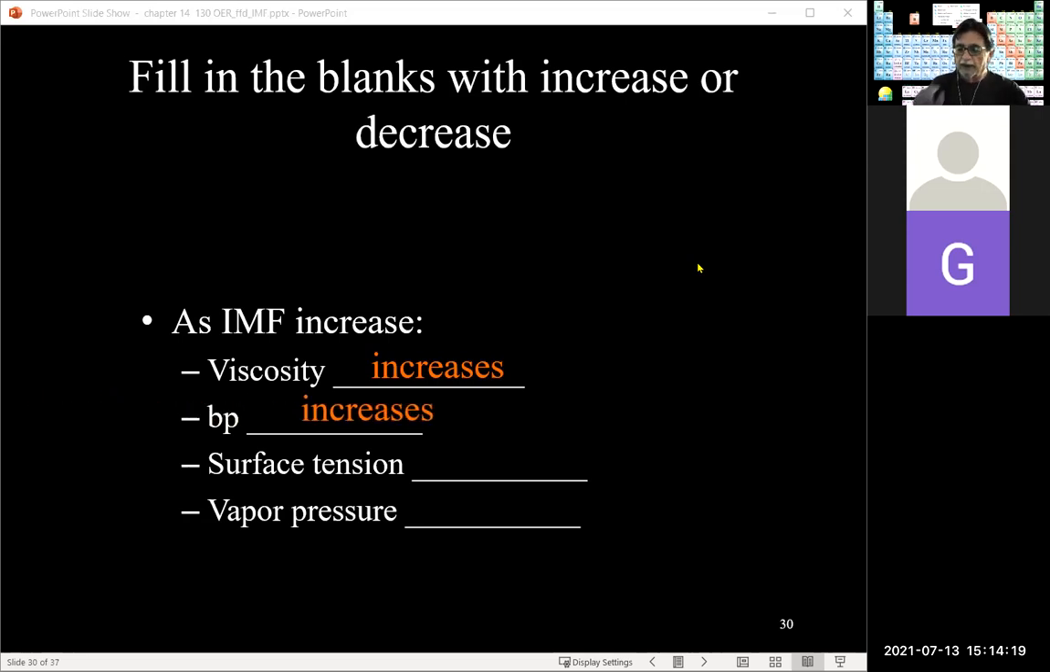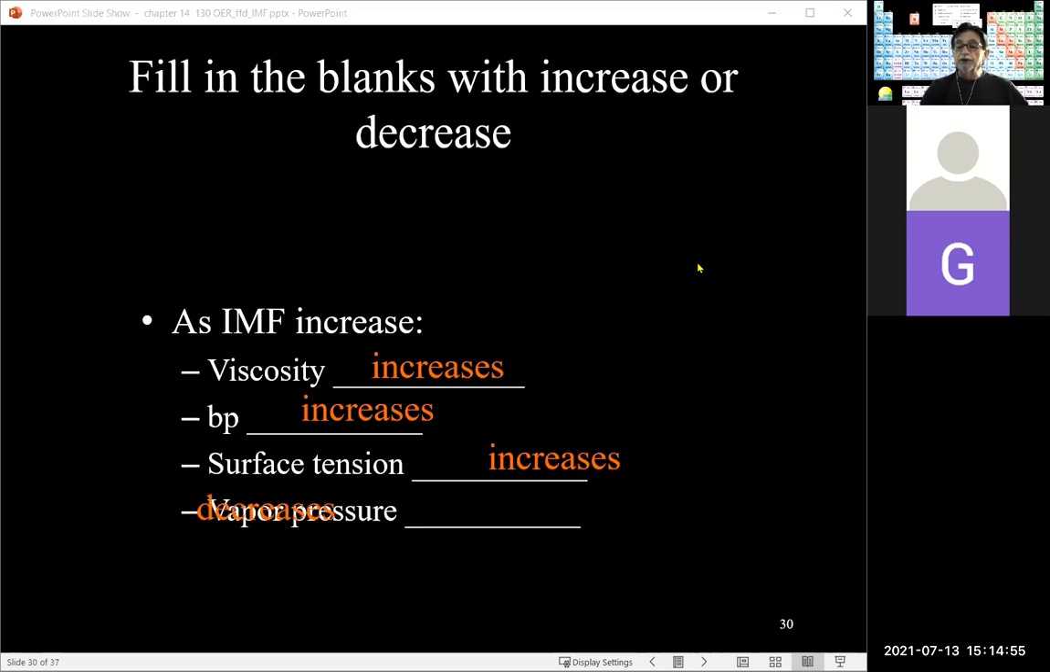Remember that as the IMF interaction increases, the stronger IMF interaction, and we're talking about the three, the hydrogen bridging, dipole-dipole, and London dispersion forces. Okay. We're talking about those three. And so as the IMF gets stronger, they hold on to the molecules much stronger, and it takes more energy to break them apart. And the surface tension increases.